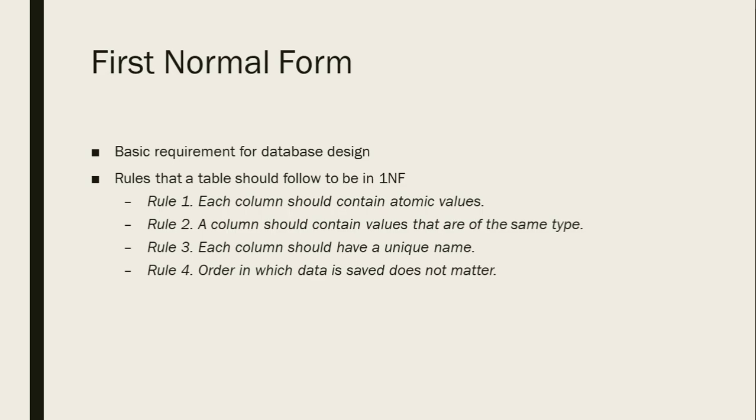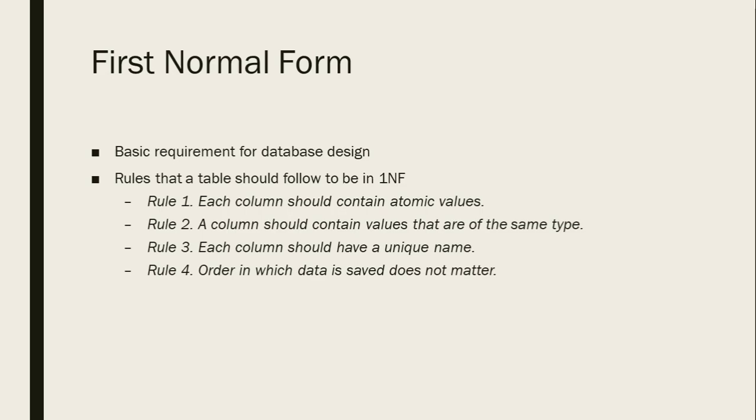This is the basic requirement for a database design. There are four rules that a table should follow to be in the first normal form. The first rule is that each column should contain atomic values. When we say atomic values, it should contain only one value for a particular column, and that value can stand on its own.